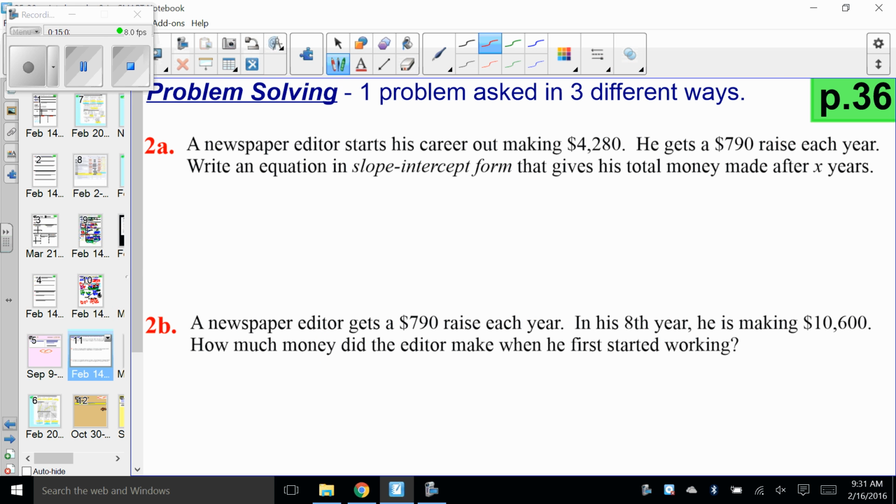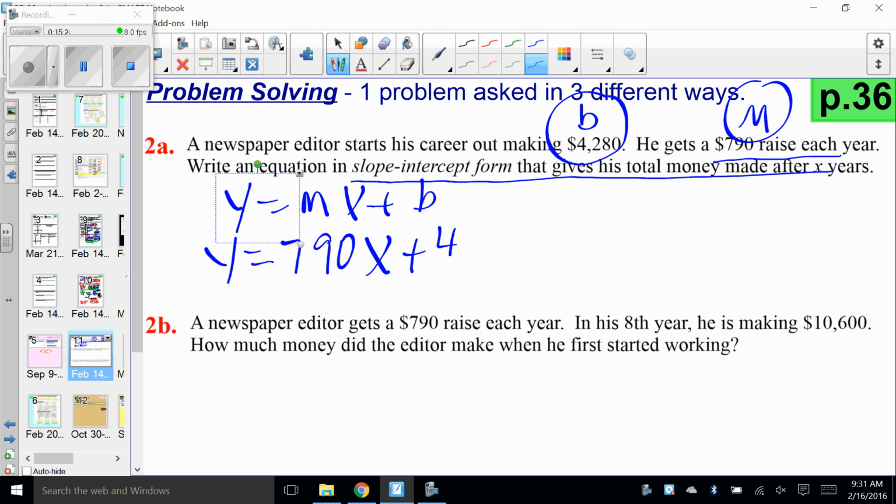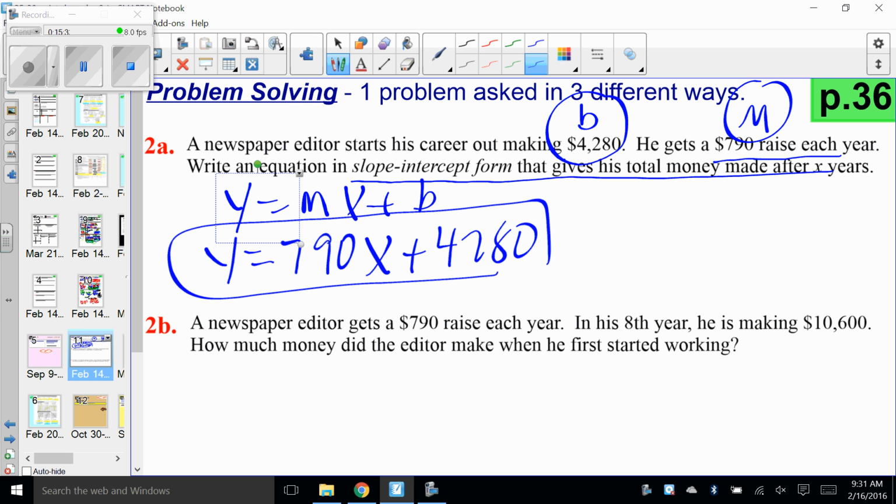One problem asked 3 different ways. A newspaper editor starts his career out by making $4,280. So that sounds like the beginning amount. He gets a $700 raise each year. There's your slope. Write an equation in slope intercept form. y equals mx plus b. So y equals 790 each year, and he starts with 4,280. There's your equation. y equals mx plus b.